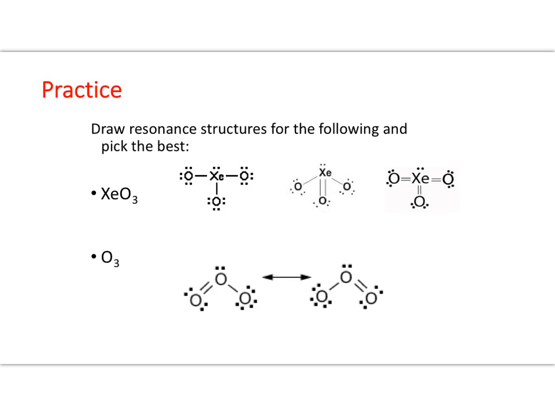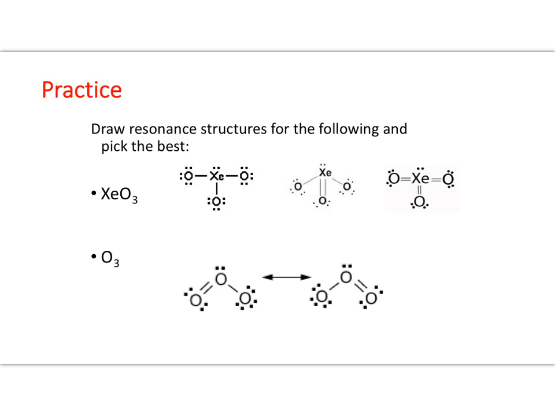So here, for this practice, we do have two different examples. So the xenon trioxide, these are all different resonance structures that are possible. They all have the proper number of electrons. So we just have to look and see which one is the best based on formal charge.